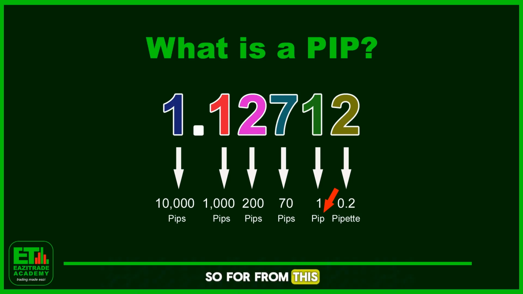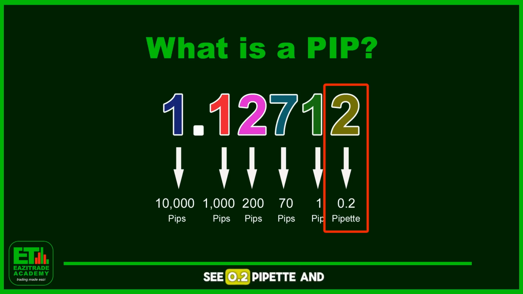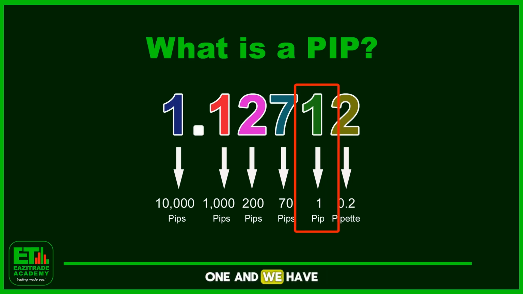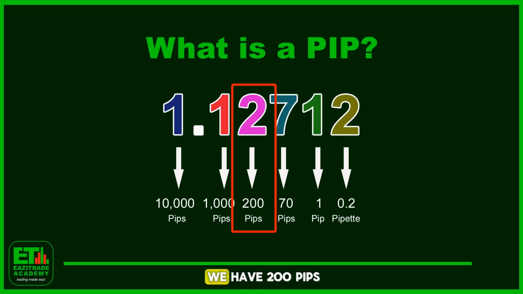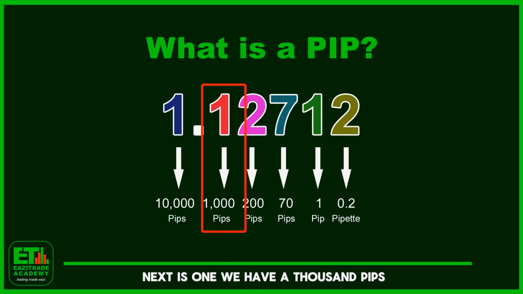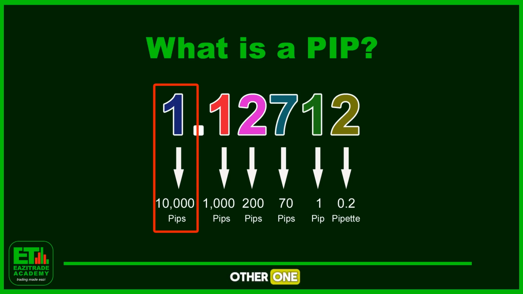So from this calculation, we have 2 here. That was why we see 0.2 pip height. And the next is what? 1, and we have 1 pip. The next is 7, we have 70 pips. The next is 2, we have 200 pips. The next is 1, we have 1,000 pips. The next is the first one before the decimal place, which is 1, and we have 10,000.